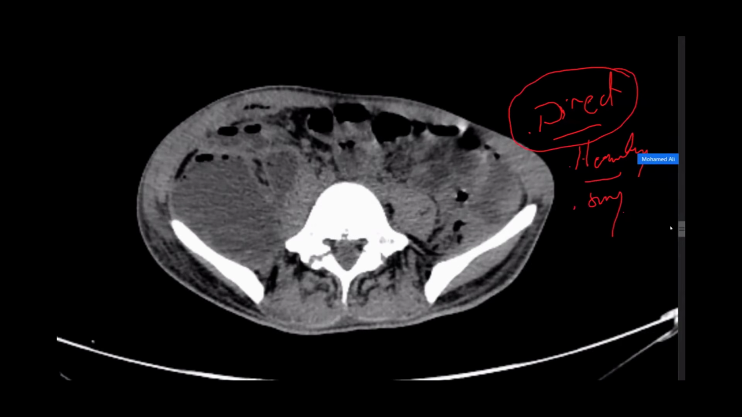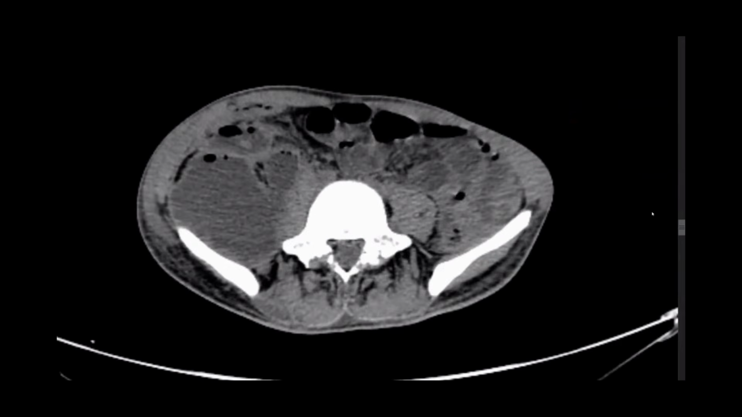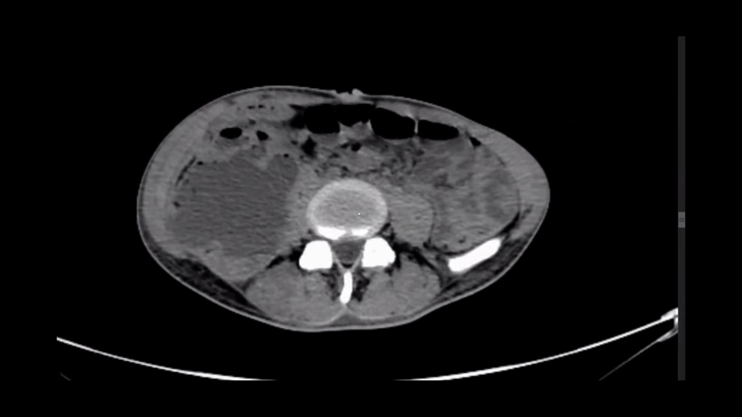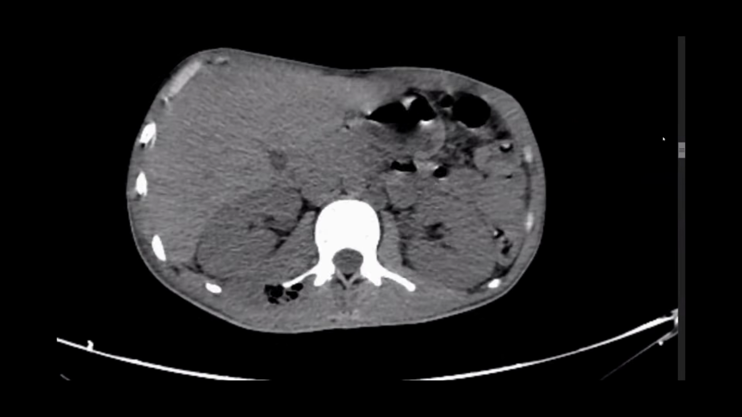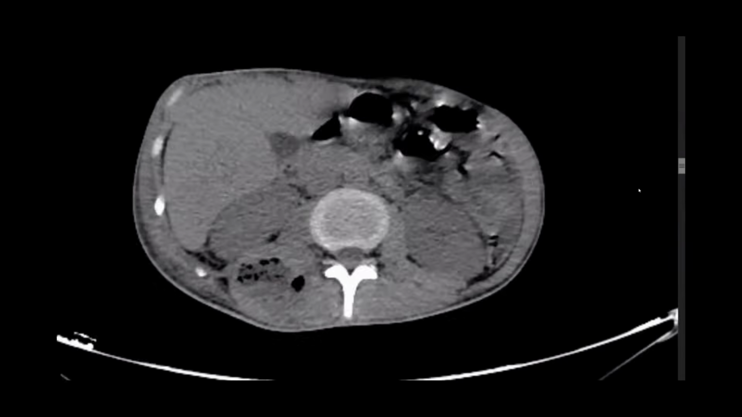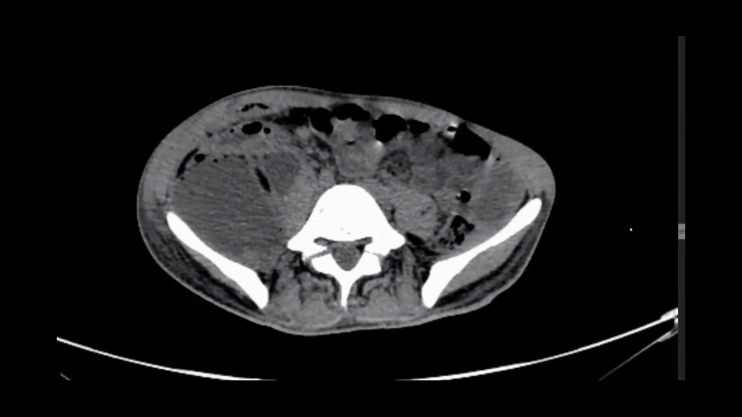If we have direct extension, we should think, as we said, of vertebral osteomyelitis. We don't have any vertebral osteomyelitis. We don't have any renal affection. Maybe appendicular, maybe diverticulitis, maybe Crohn's disease, something like this. Okay, very nice. Can you give me any clue to get our diagnosis?